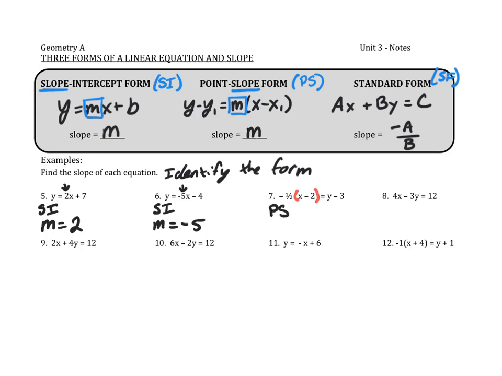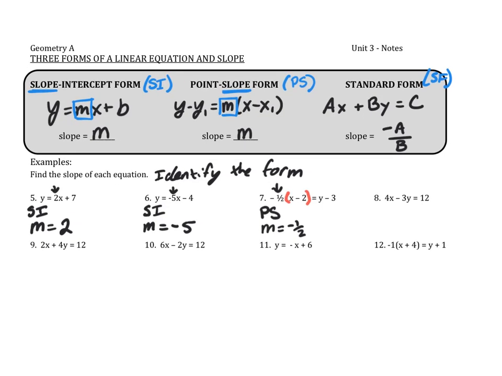In point slope form, our slope is the number, or we could even call it the coefficient of the quantity in the parentheses. So it's right out front of the parentheses containing x, and that's our -1/2. So it's okay for slope to be an integer, like 2 or -5 in the first examples, and it's also okay for slope to be a fraction, like -1/2, which we're seeing in number 7.